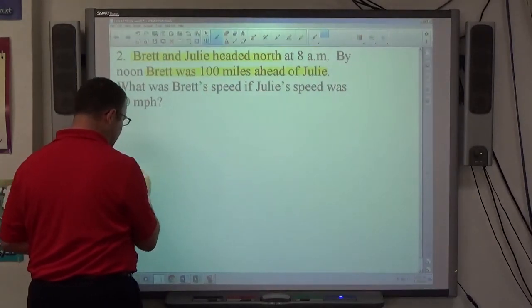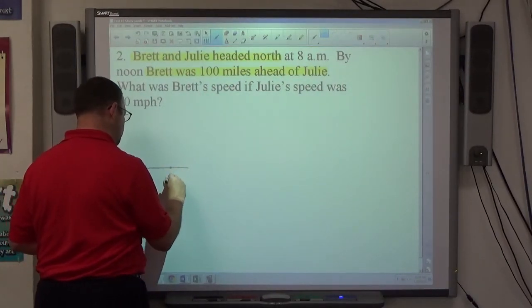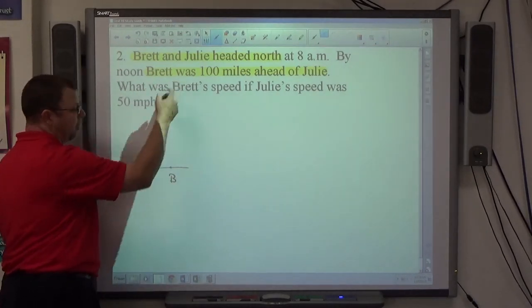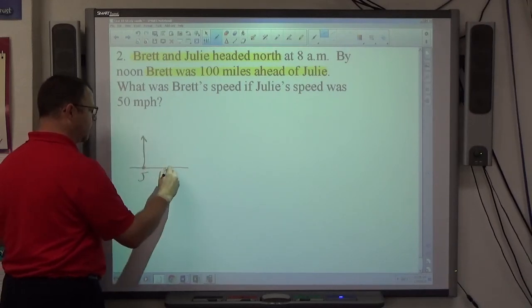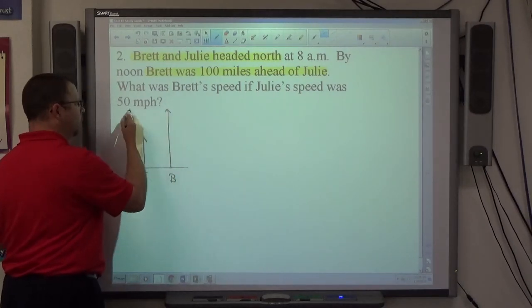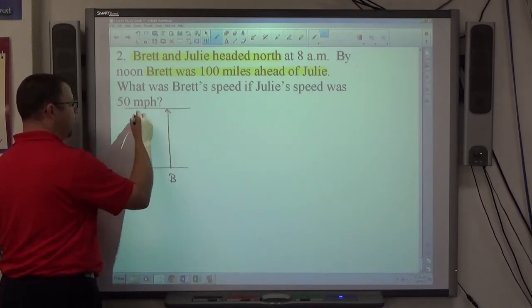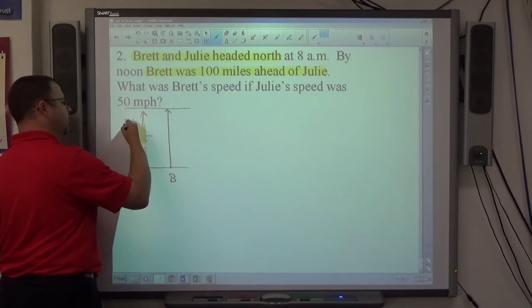So if I make their starting position here, we'll put Julie right here and Brett right here. And Julie went some distance, Brett went some distance. I can see Brett went more distance. So if I make Julie's distance right there, Brett's going to go further. So that will be the ending position of Brett. This is the ending position of Julie. And the discrepancy in their distances, what they told us, this is 100 miles.